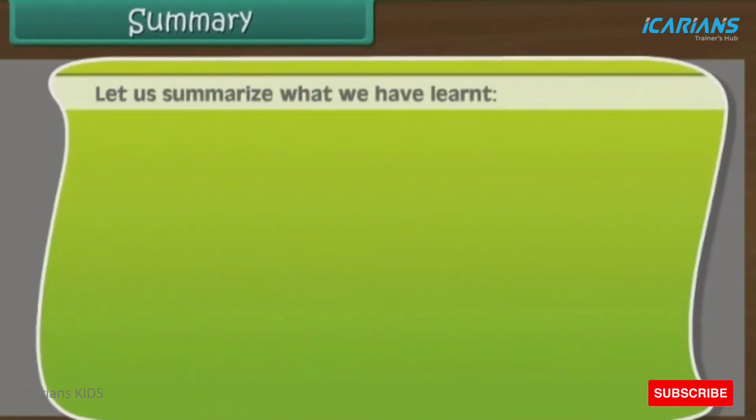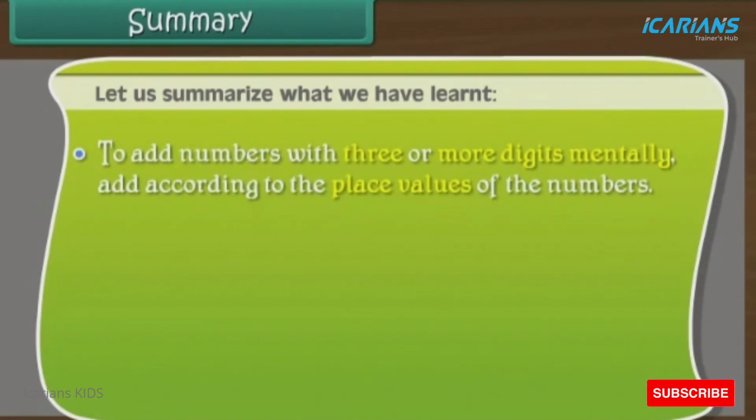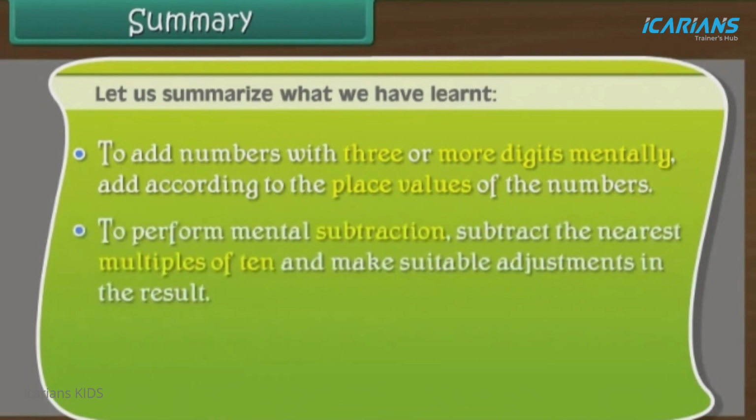Let us summarize what we have learned. To add numbers with 3 or more digits mentally, add according to the place values of the numbers. To perform mental subtraction, subtract the nearest multiples of 10 and make suitable adjustments in the result.